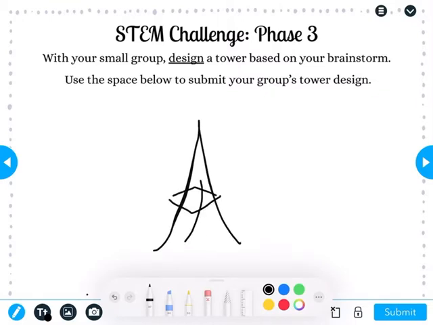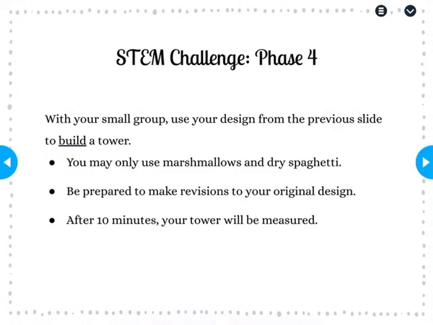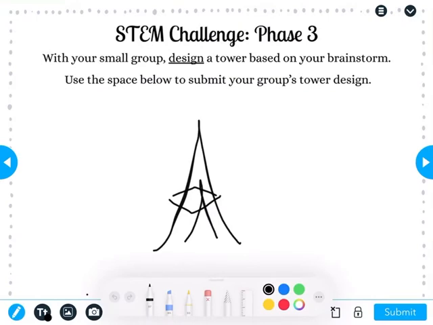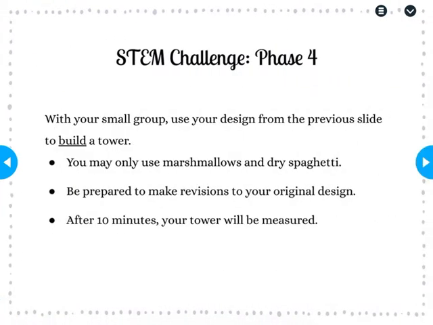And then after having come up with a solid design of what they want it to look like, they would move on to phase 4. In phase 4, in those small groups, they'd use that design from that previous slide in order to start building. So they'd use those marshmallows and that dry spaghetti, and they would start that construction process until they see that they might need to make revisions.